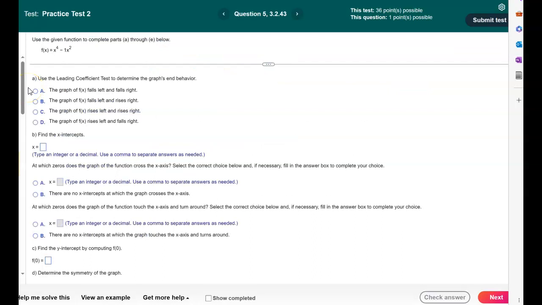Now let's take a look at the question here. Use the given function to complete parts A through E below. You are given the function f of x equal to x to the 4th minus 1x squared. Letter A. Use the leading coefficient test to determine the graph's end behavior.